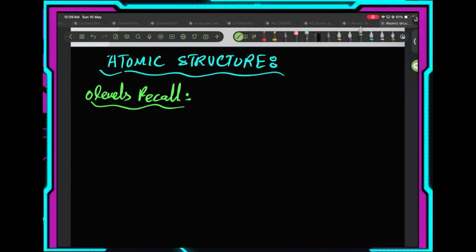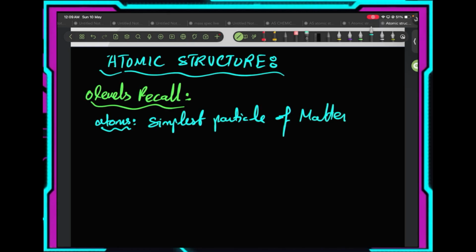And O levels used to say that what are atoms? Atoms are the simplest particle of matter, right? If you break down matter, if anything is matter which occupies space and has a certain mass, we call that matter. Okay, so basically if you break down matter into smaller and smaller pieces, the last smallest piece that you'll be left with is basically an atom. You cannot break an atom further into anything that is identifiable. Okay, so the last identity of the matter is an atom.